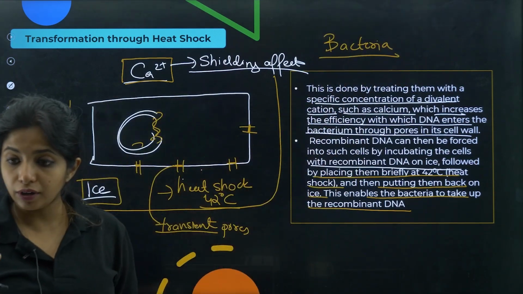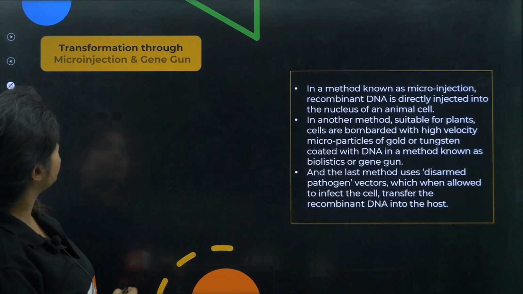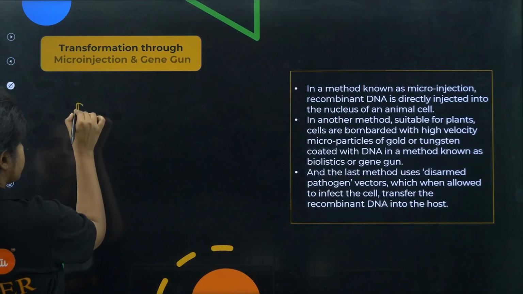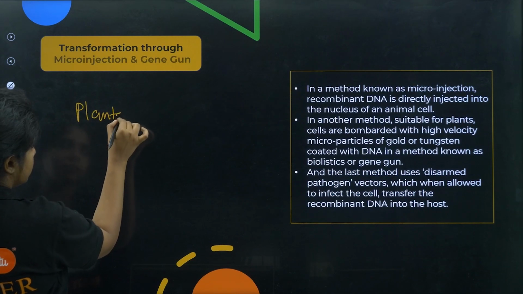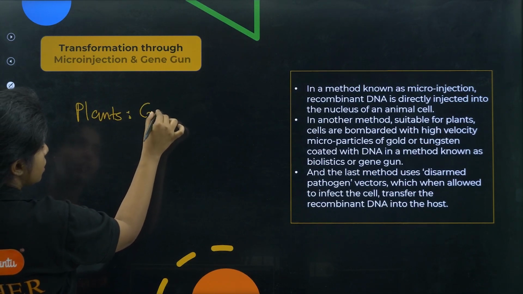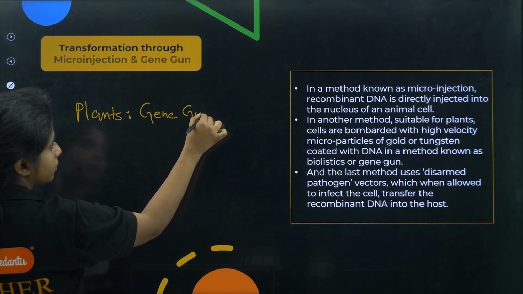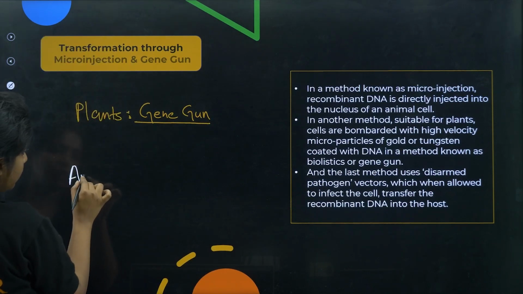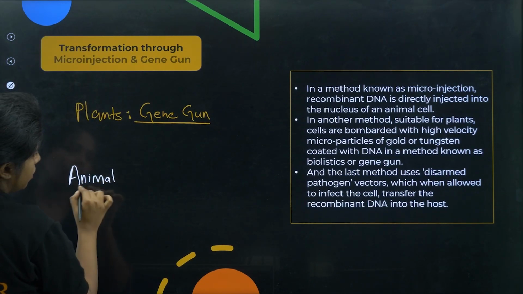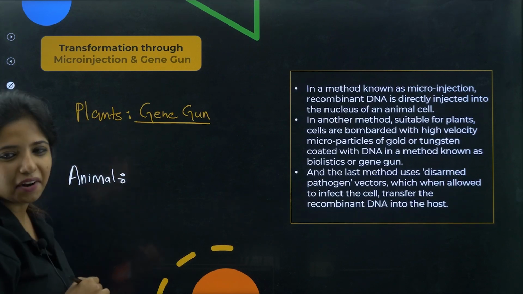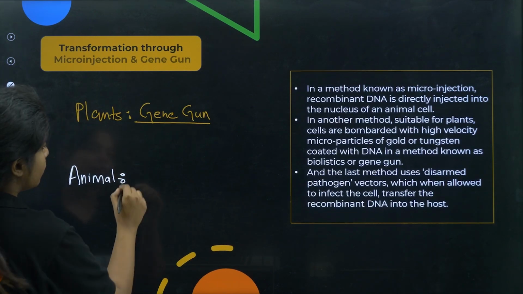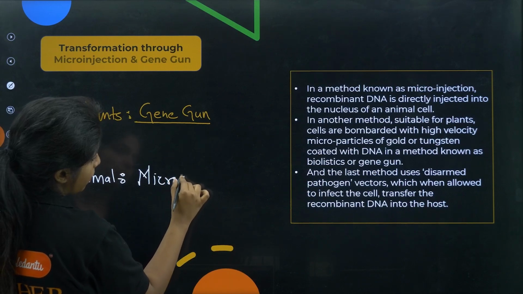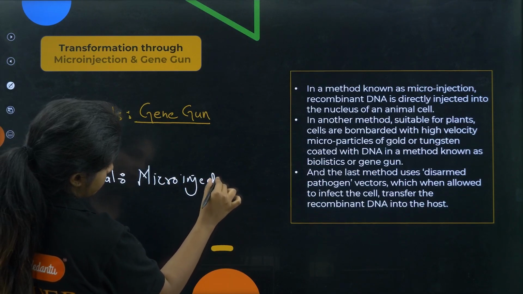Fine. Now things are different for other organisms. For example, if we talk about plants, they have something that is known as a gene gun. Animal cells, I say, are not really strong, so they cannot undertake the gene gun. Instead of that, they have another mechanism of transforming things, that is microinjection.